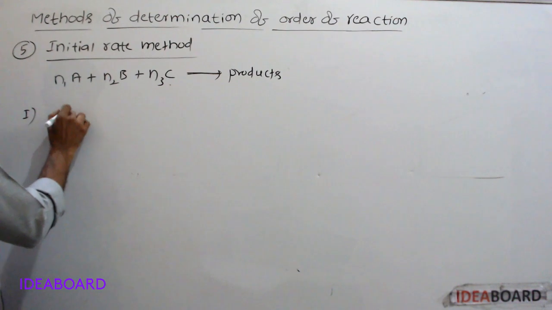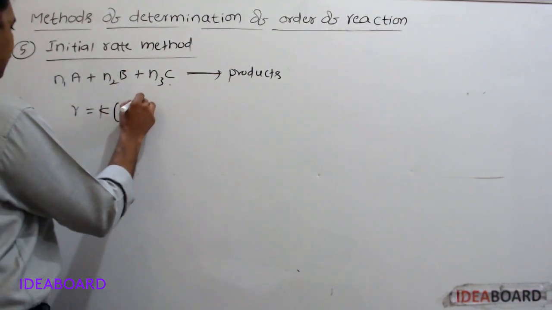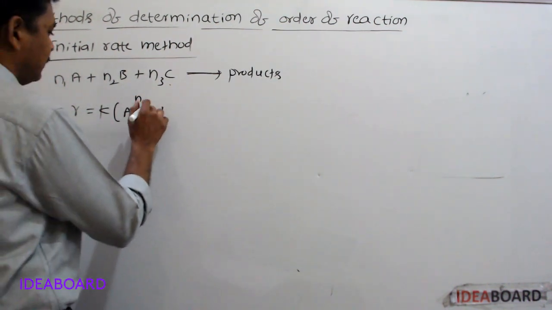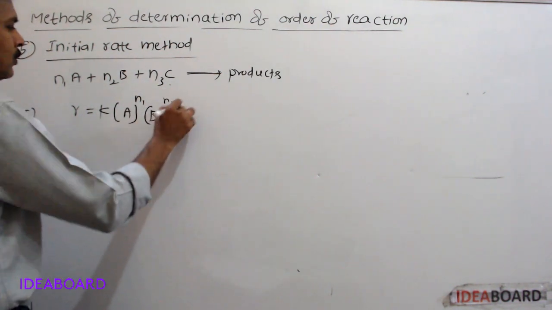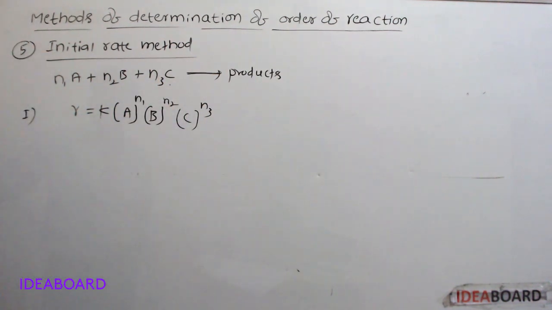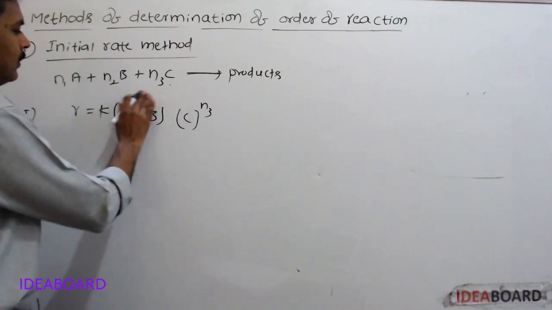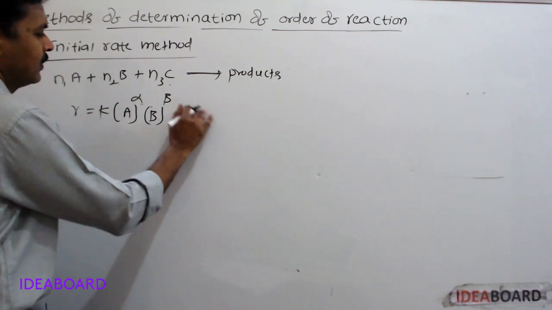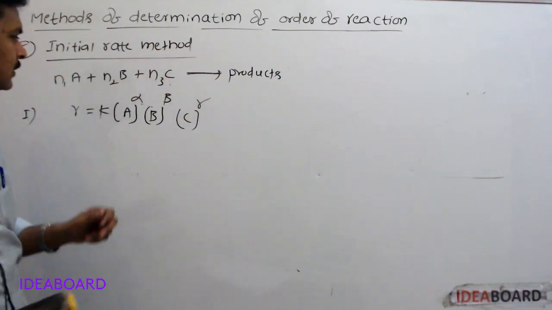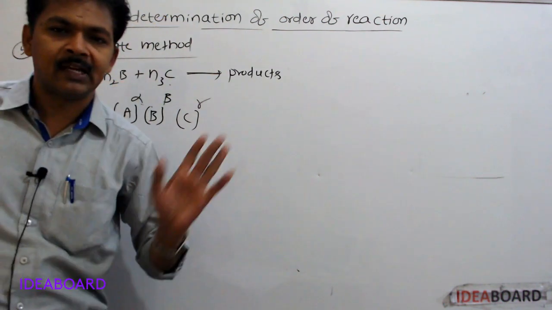See for this reaction, first rate equation R is equal to, I am writing K into A concentration power N1, B concentration power N2, C concentration power N3. Or take alpha, beta, gamma. By keeping B concentration and C concentration constant, if A concentration is doubled, there is no change in the rate of reaction.